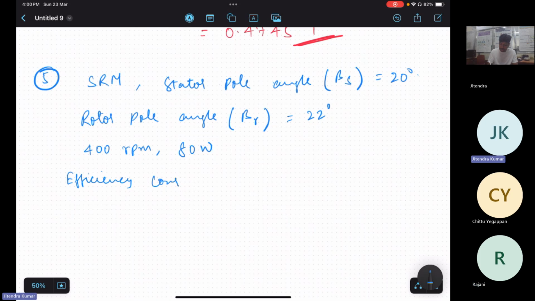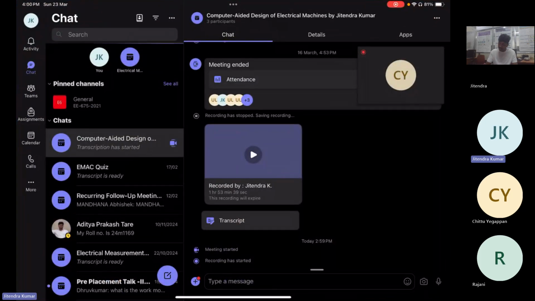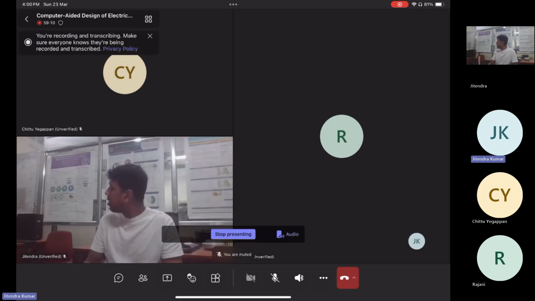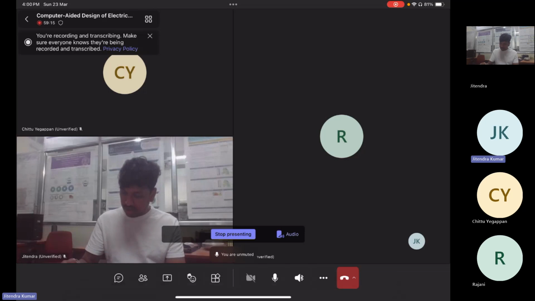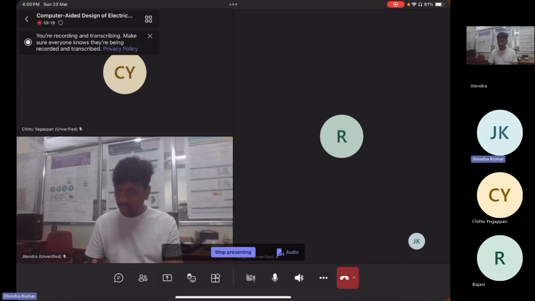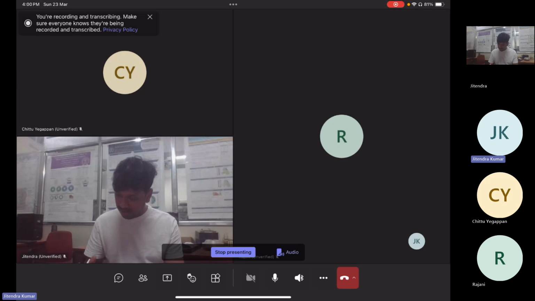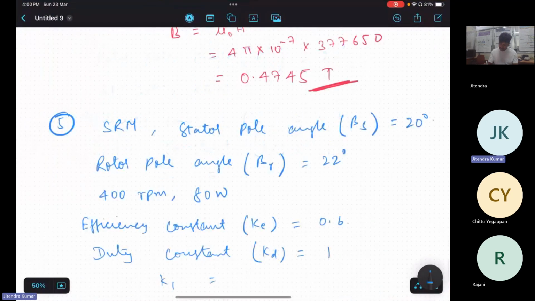And some parameters are also given, that efficiency constant. Efficiency constant is known as KE, right? Yes, sir. KE is given as 0.6. KD, duty constant, KD is given as 1. K1 is given as, just a second. K1 is 0.08.